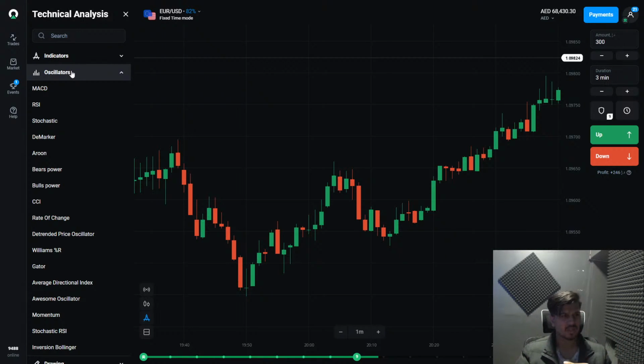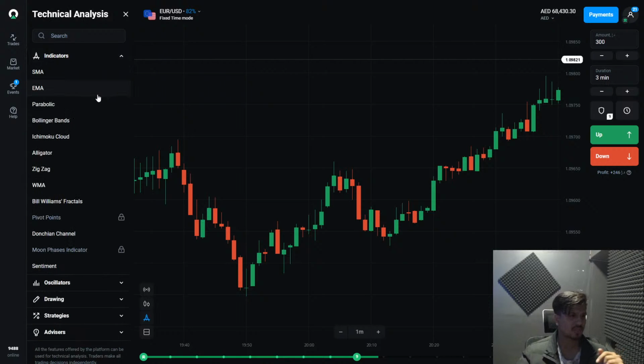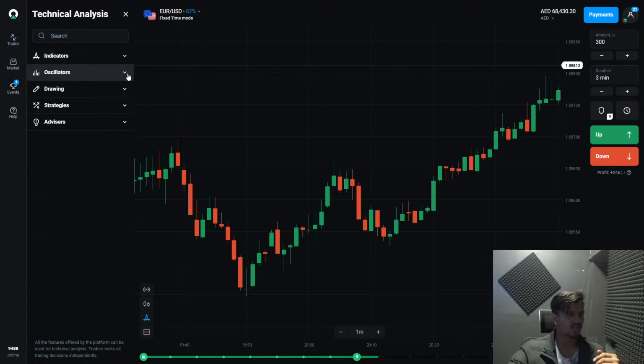What is momentum? There are indicators also, but I haven't used the indicator here yet in the live stream. I will use it in the next stream after some time. You can see a lot of indicator methods, but there is no need for the indicator right now. So we click on the oscillator.